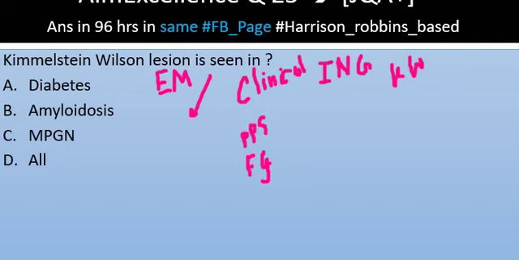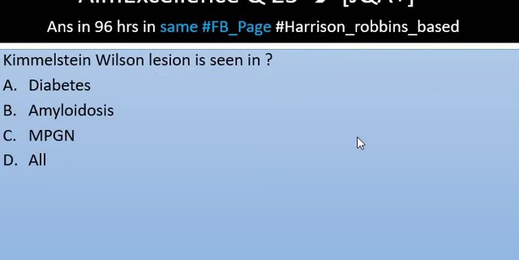We understood that by now many conditions where there is a Kimmelstiel-Wilson lesion. And we also understood diabetes. In diabetes, the glomerulus, the basement membrane, the tubulointerstitial region, arterial hyalinosis, efferent and afferent arterioles, all are involved. So in the case of amyloidosis and membranoproliferative glomerulonephritis, particularly type 1, that also shows the KW lesion. So the answer for this particular question is all.